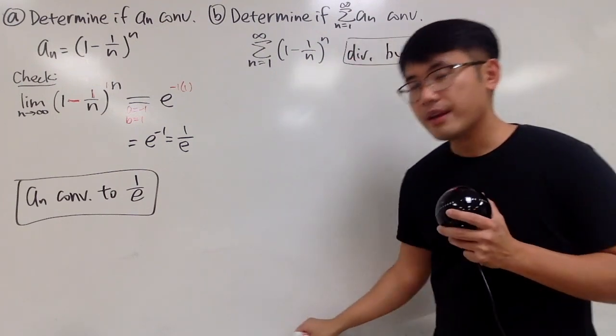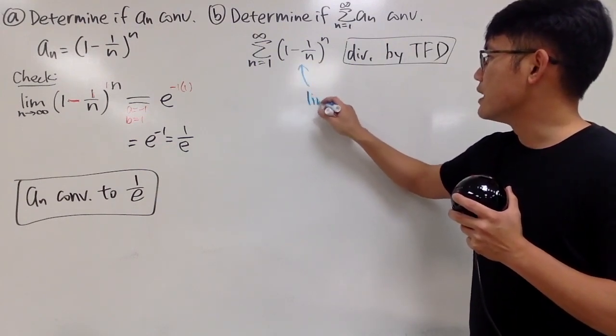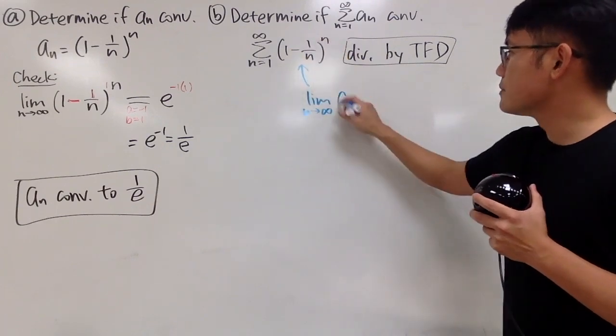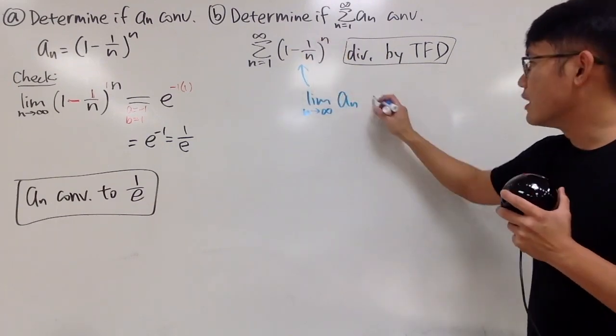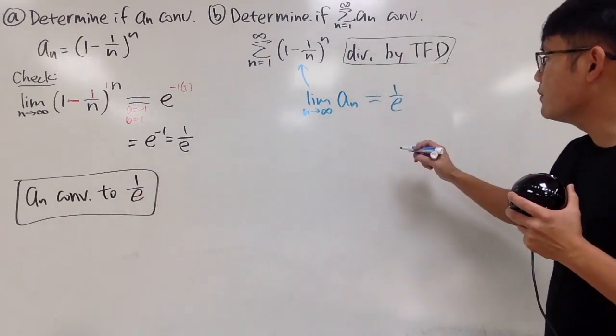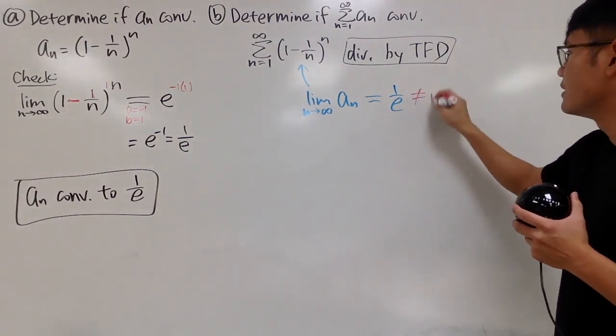So this right here is it. That's the idea. And if you would like, you can also write this down because the limit as n goes to infinity of the an, which is this part, was equal to 1 over e from there, right? We got it from there. And the best thing is 1 over e is certainly not 0.